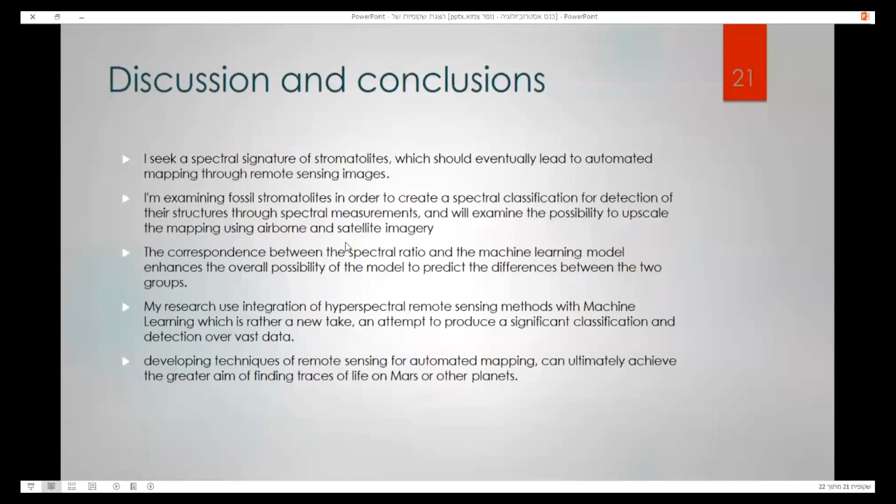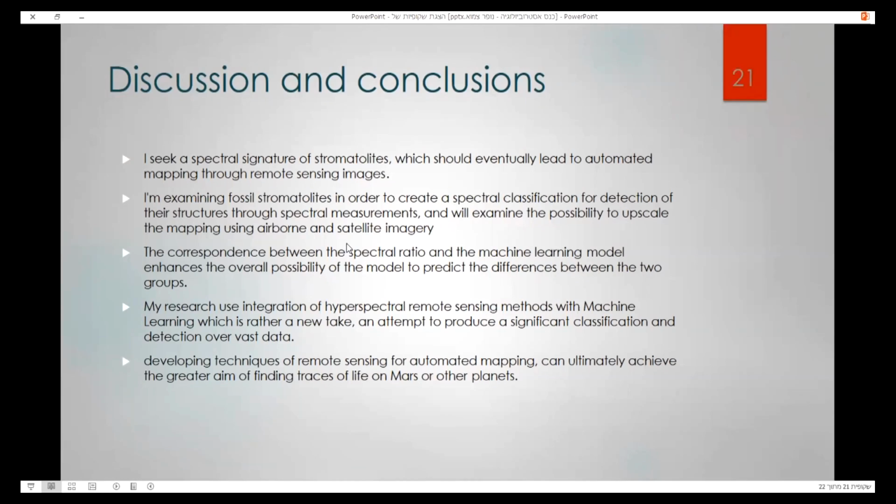And to conclude, I seek a spectral signature of stromatolites, which should eventually lead to automated mapping through remote sensing images. I'm examining fossil stromatolites in order to create a spectral classification for detection of their structures through spectral measurements, and will examine the possibility to upscale the mapping using airborne and satellite imagery. The correspondence between the spectral ratio and the machine learning model enhances the overall possibility of the model to predict the differences between the two groups.